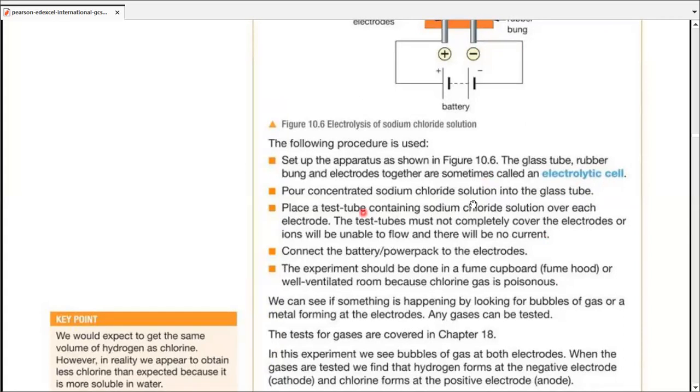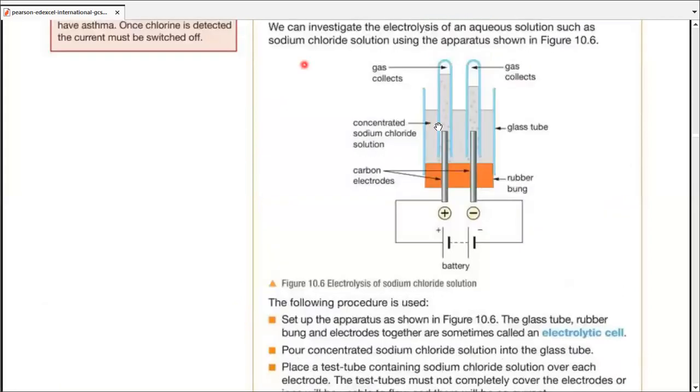We pour some concentrated sodium chloride solution into the glass tube. We take test tubes and invert them over every electrode. The test tubes must not completely cover the electrodes, or ions will be unable to flow and there will be no current. So you would notice that there is some space left over here, so that the current is properly carried through the whole set of solution.